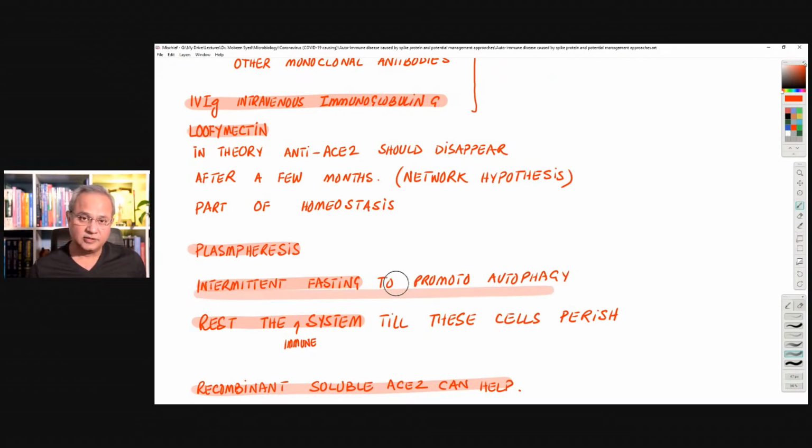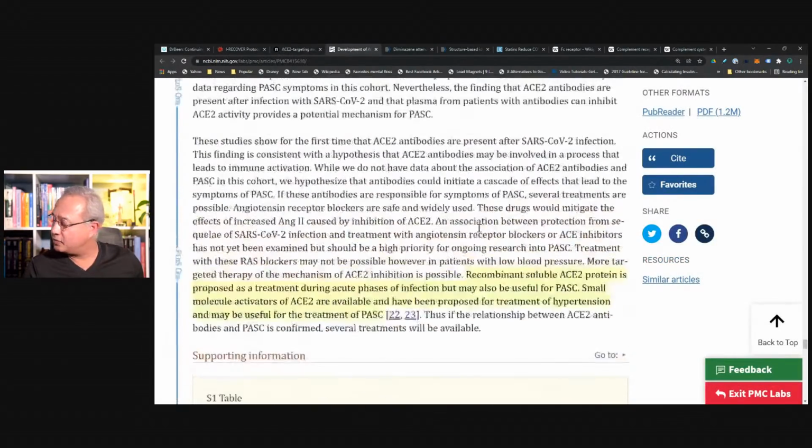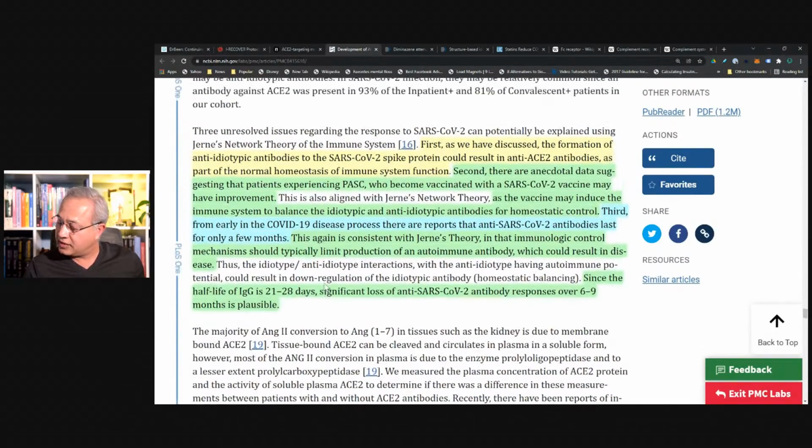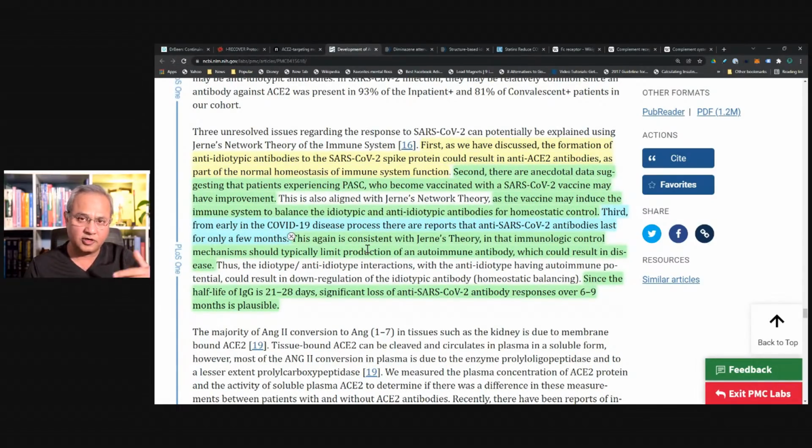Then intermittent fasting to promote autophagy is a possible mechanism. And you would see this, so everything I'm speaking, I have backup in those references. The study that I just showed you, this paper, they actually talk about it here. Look, this again, this mechanism of immune response and creating anti-idiotypic antibodies, or anti-ACE2, for example, in this case. They say this again is consistent with Jerne's theory in that immunological control mechanisms should typically limit production of an autoimmune antibody, which could result in the disease. So what they're saying is this antibody against the antibody that is produced is actually a homeostatic mechanism. It's a controlling mechanism. It's a clearing away mechanism.